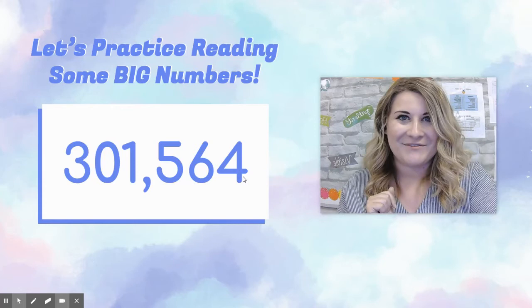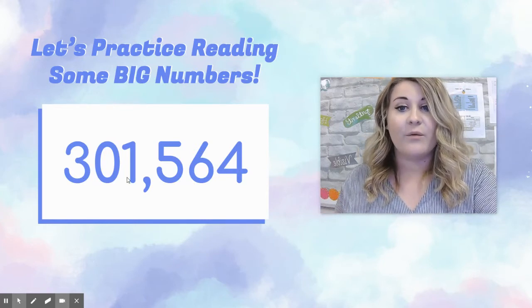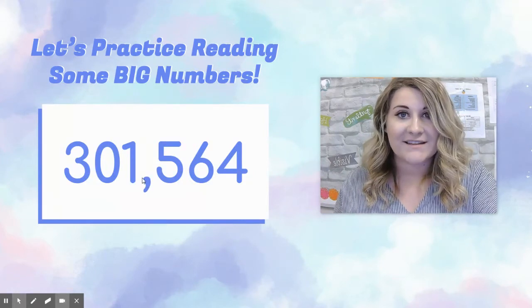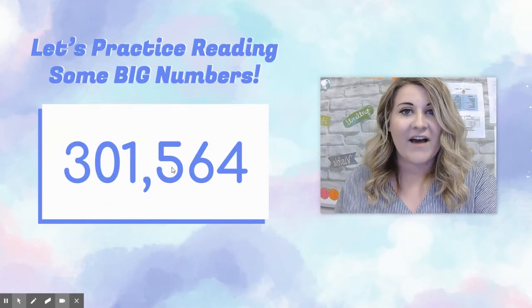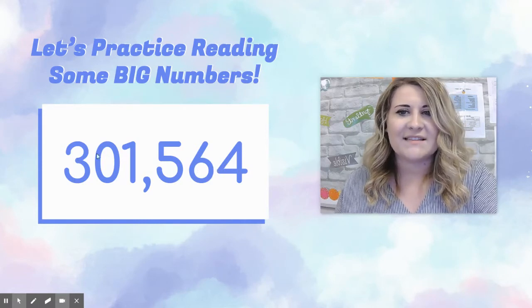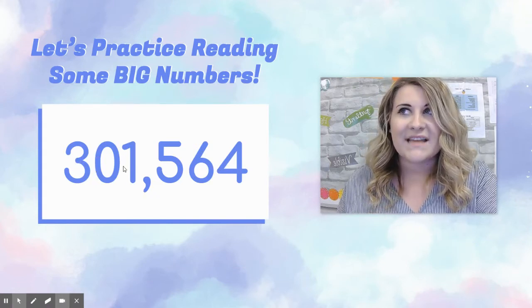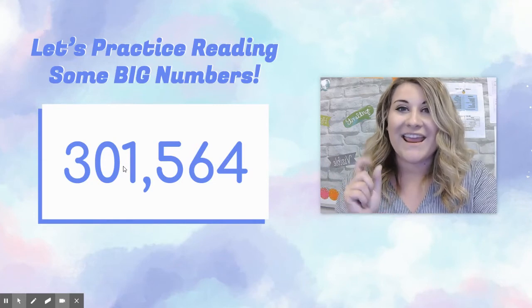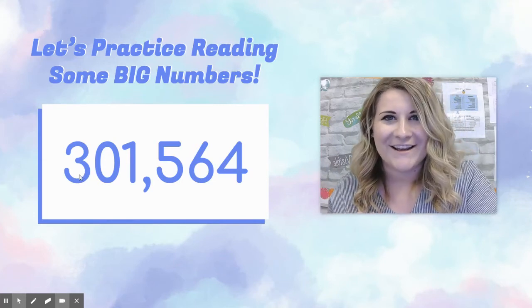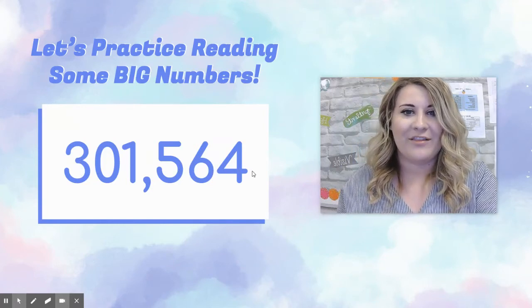All right, are you ready to see if you got it right? This is how you would say it. 301,000, because that comma says 1,000, 564. Notice I did not say 3,001,000. That's not how you would read it. You would say 301,000. And what is that word that we never say? And. We never say the word and when we're reading a number. You learned that in 2nd grade. 301,564.